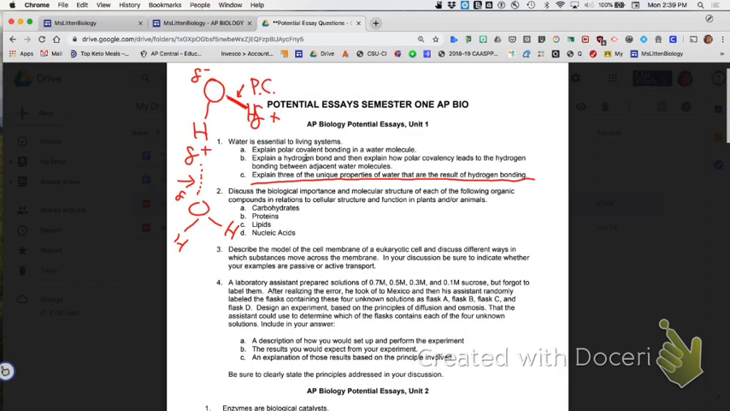Okay, so let's hear some more. What's another one, Sophia? Water is a great solvent. Yay. Okay, water is a great solvent. Why? Because it has partial positive and partial negative charges. So it's really good for things that are hydrophilic, not so good for things that are hydrophobic.